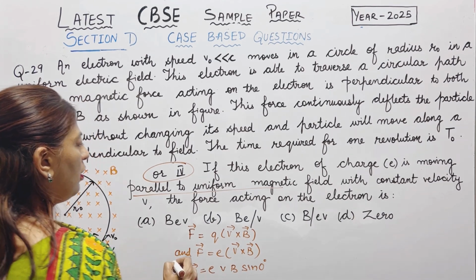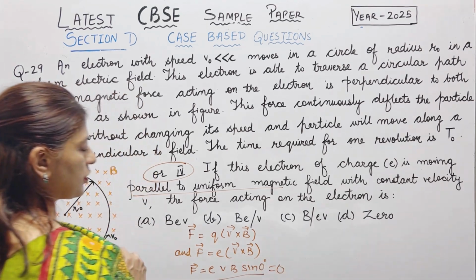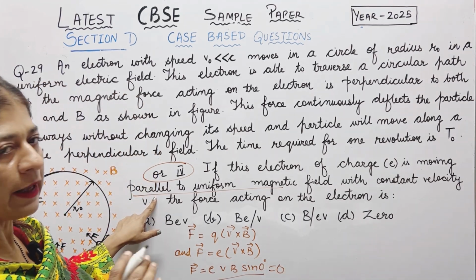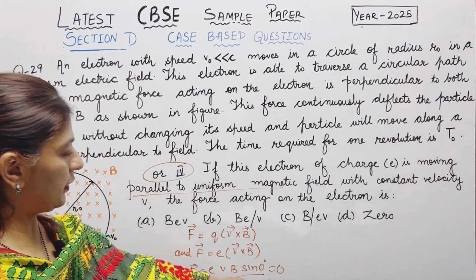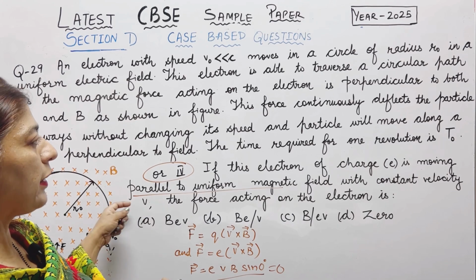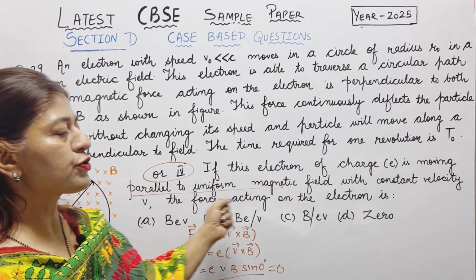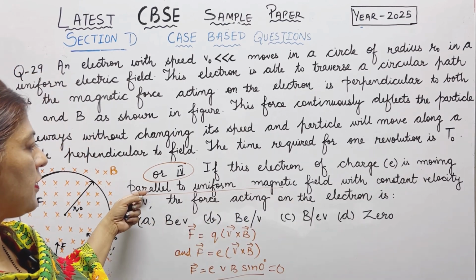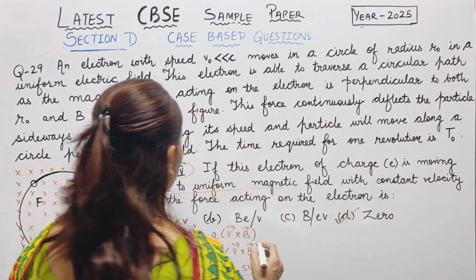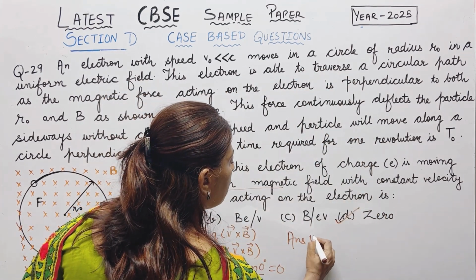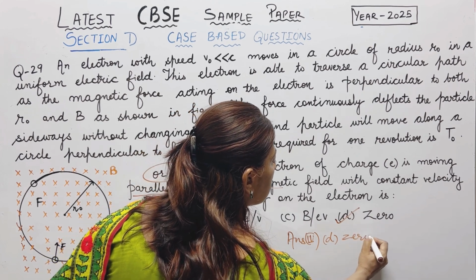So the force acting on the electron: sin 0 is 0, so this comes out to be 0. In case of parallel, it has been asked. If anti-parallel is asked, again the angle will be 180 degrees, the force will be 0. So for an electron moving parallel or anti-parallel to a uniform magnetic field, the force acting on the electron is 0. Here parallel is being asked and we have found this answer. So D is the correct option, and the answer for the fourth part is D, that is 0.